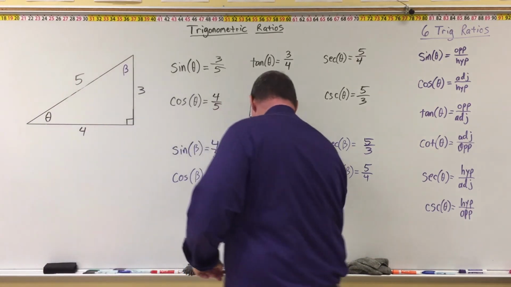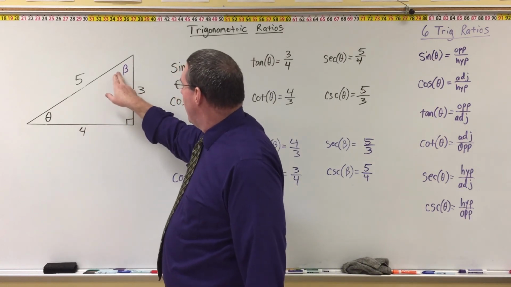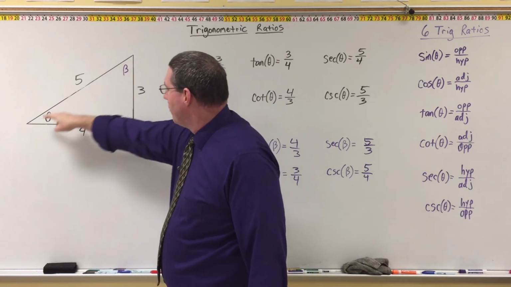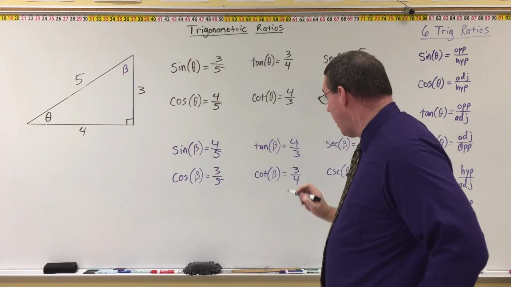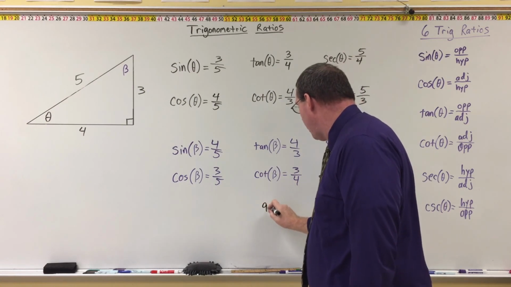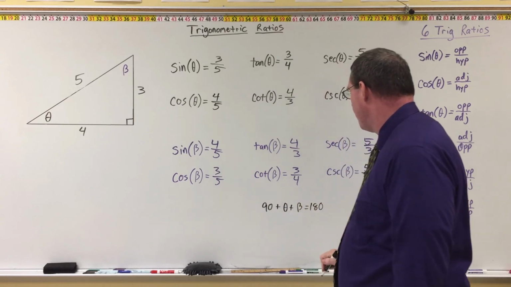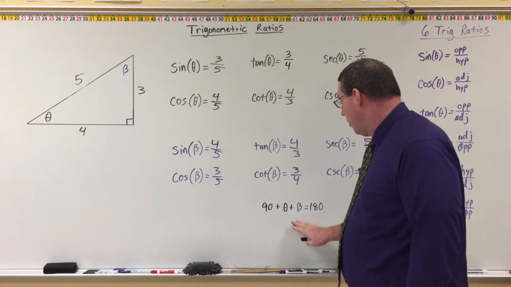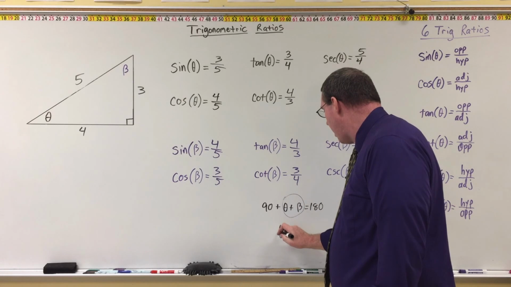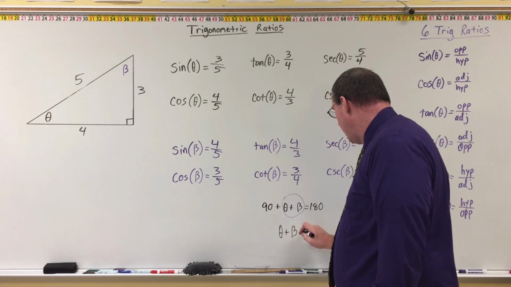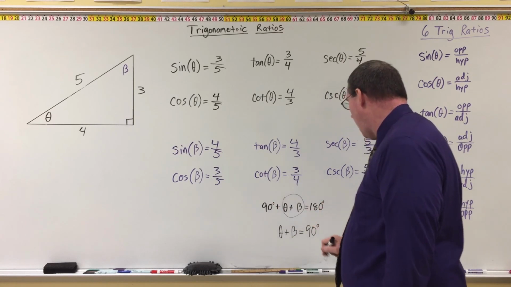And here's the rule that I'm going to give you. Note that since this is a 90-degree angle and we have 180 degrees in a triangle, theta plus beta must equal 90 degrees. Because first of all, we know that 90 plus theta plus beta is going to be equal to 180, because it's a triangle. Well, in order for 90 plus these two to equal 180, that must mean that theta plus beta must be equal to 90 degrees.